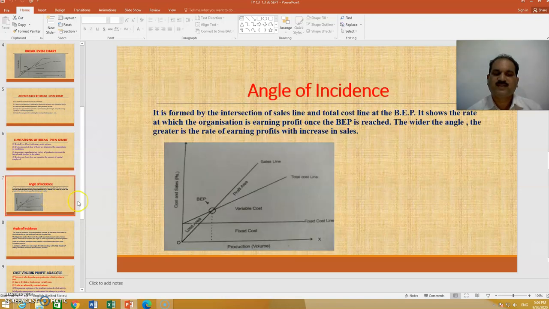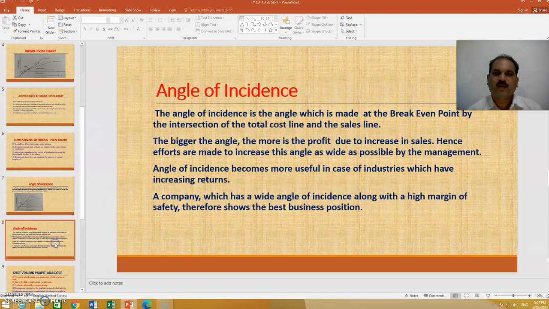Now we come to the next concept, that is angle of incidence. Again we need to assess the break-even chart over here. What is angle of incidence? It is formed by the intersection of the sales line and the total cost line at the break-even point. It shows the rate at which the organization is earning profit once the break-even point is reached. The wider the angle, the greater is the rate of earning profits with increase in sales.